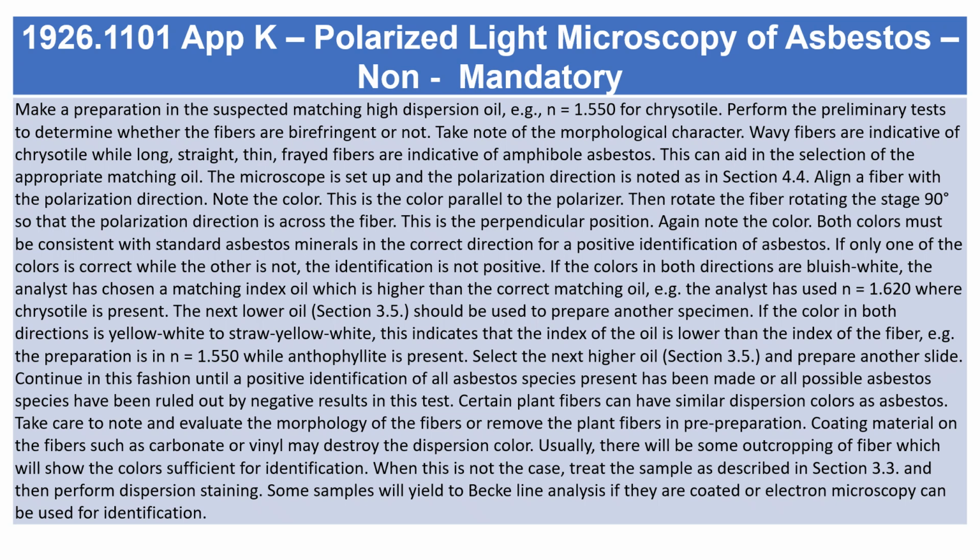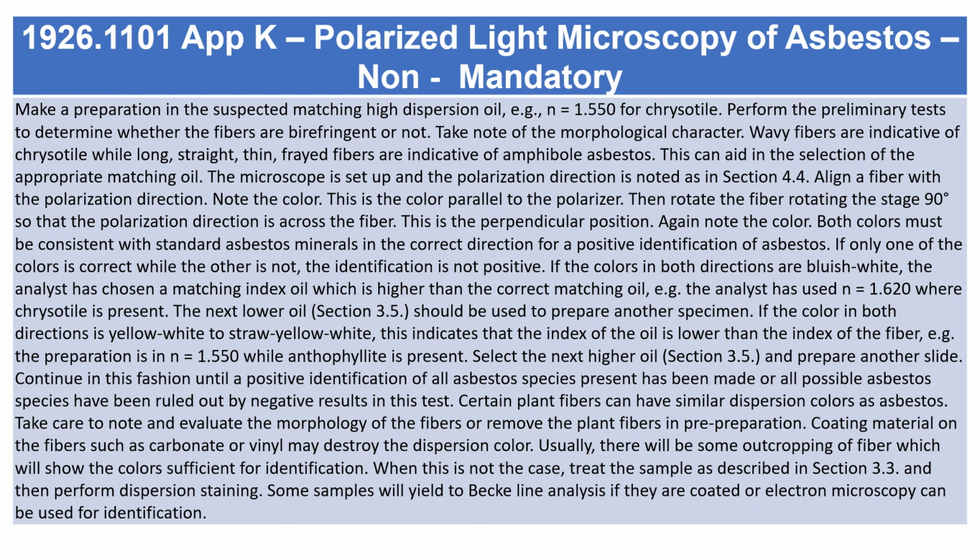Perform the preliminary tests to determine whether the fibers are birefringent or not. Take note of the morphological character. Wavy fibers are indicative of chrysotile, while long, straight, thin, frayed fibers are indicative of amphibole asbestos. This can aid in the selection of the appropriate matching oil.